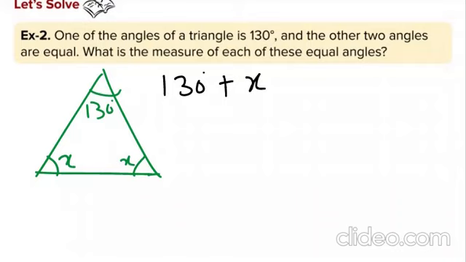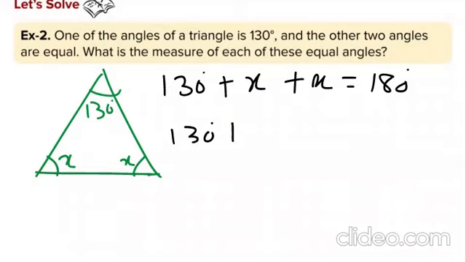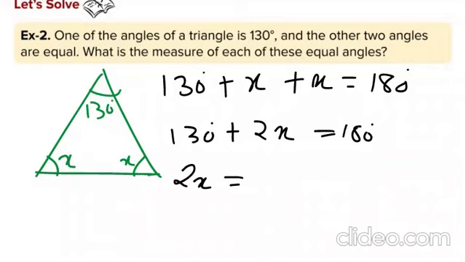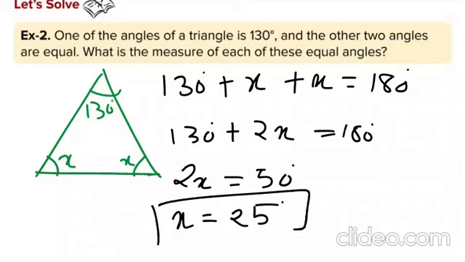130 degrees plus x plus x will give me how much? 180 degrees, correct? 130 plus x plus x is 130 plus 2x, which is equal to 180 degrees, correct? Now let us take 130 to the other side. So 2x will be 180 minus 130, that is 50 degrees. So what will be x? x will be 50 by 2, that is 25 degrees. So each of the angles is 25. If you add them, 25 plus 25 is 50, and 50 plus 130 is 180. So hence your answer is correct.